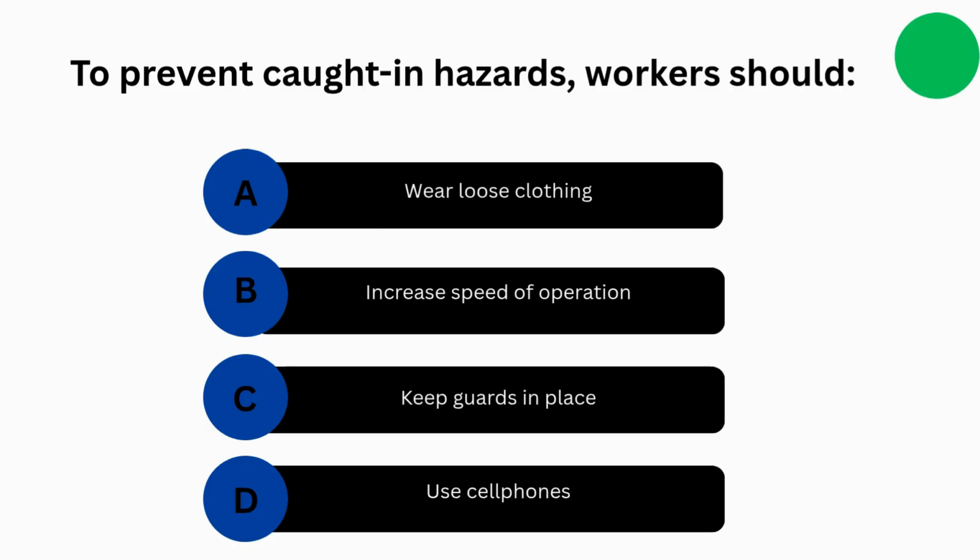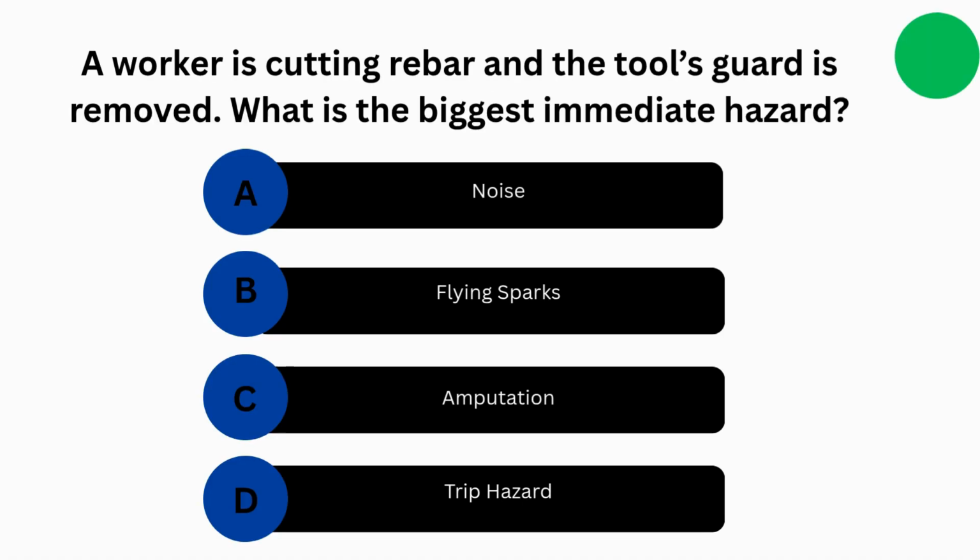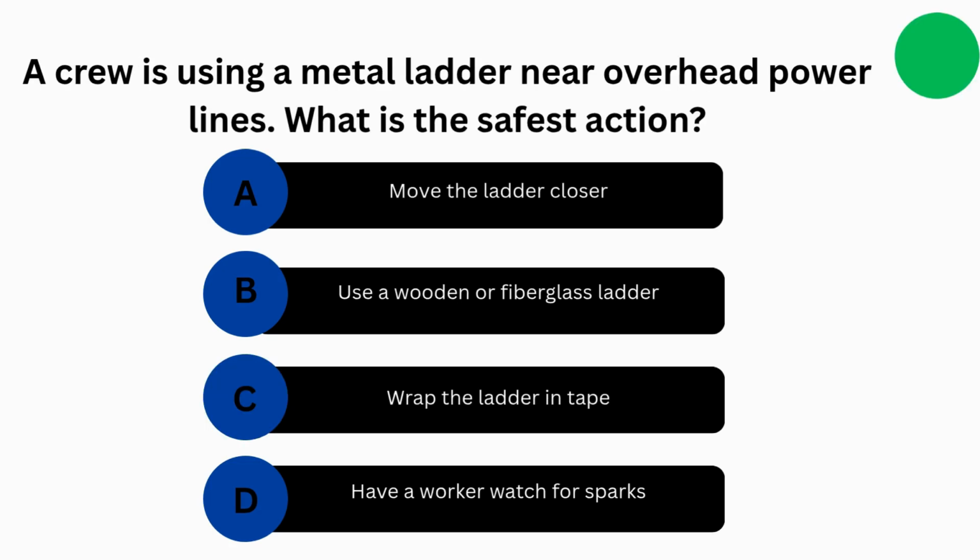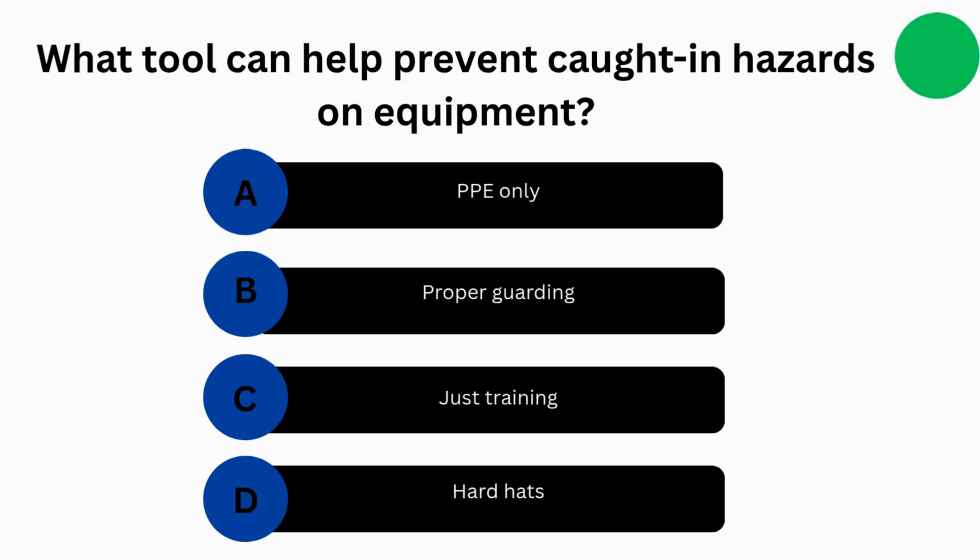To prevent caught in hazards, workers should keep guards in place. A worker is cutting rebar and the tool's guard is removed. What is the biggest immediate hazard? Amputation. A crew is using a metal ladder near overhead power lines. What is the safest action? Use a wooden or fiberglass ladder.